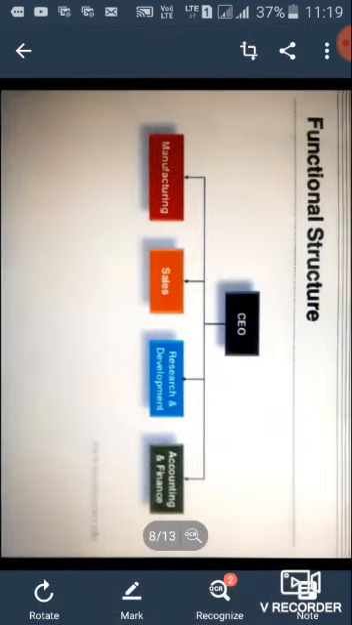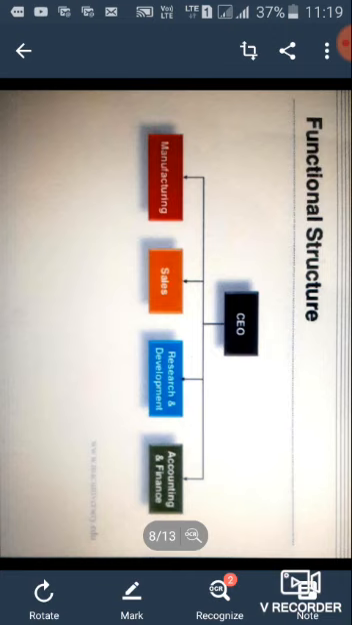So next we are going into this structure here. You can see an organization which is producing only one product can have so many departments under the CEO. That is the manufacturing department, sales department, R&D and accounting and finance department. So you have one CEO and these departments are under the CEO. So this is what is a functional structure all about.